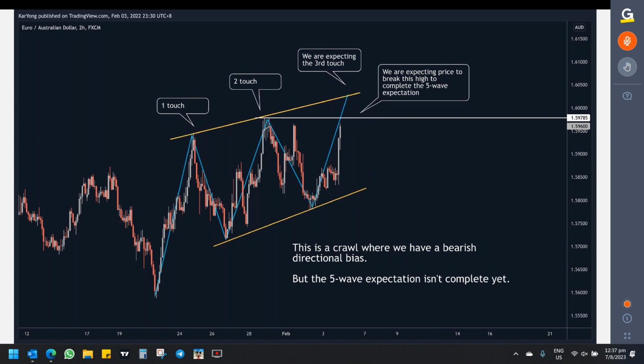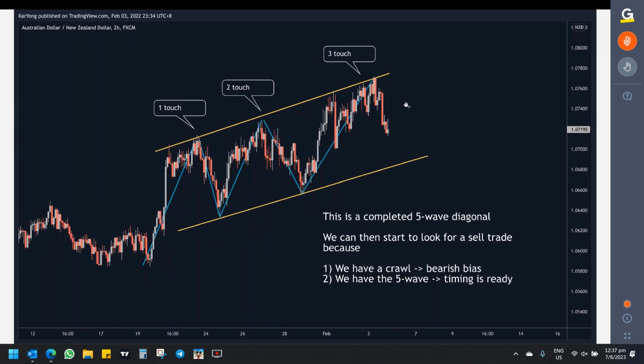So this is the 5 wave expectation, right? So same thing over here, you can see, right? If you're very familiar with the principle of multi-time frame, you can even see this one here. We have some internal crawl, right? So we have a big crawl and then internally we have a small crawl. So we have 3 touch, which means this is the area that you're looking for sell.